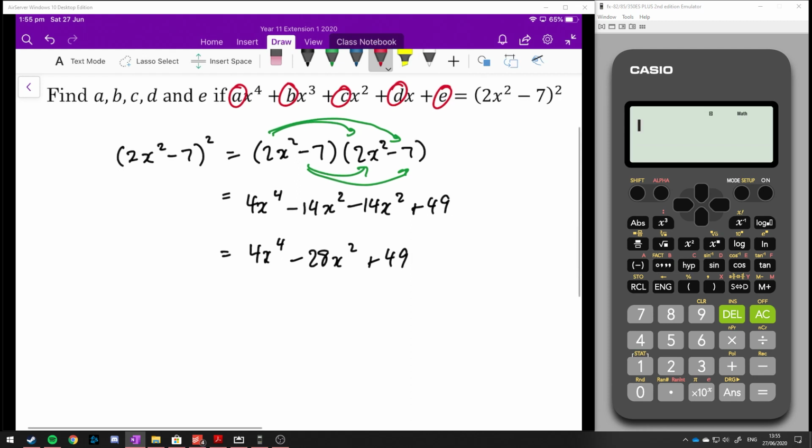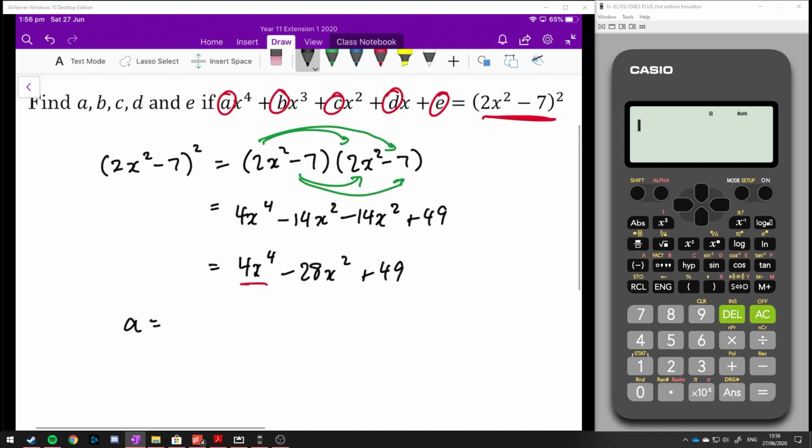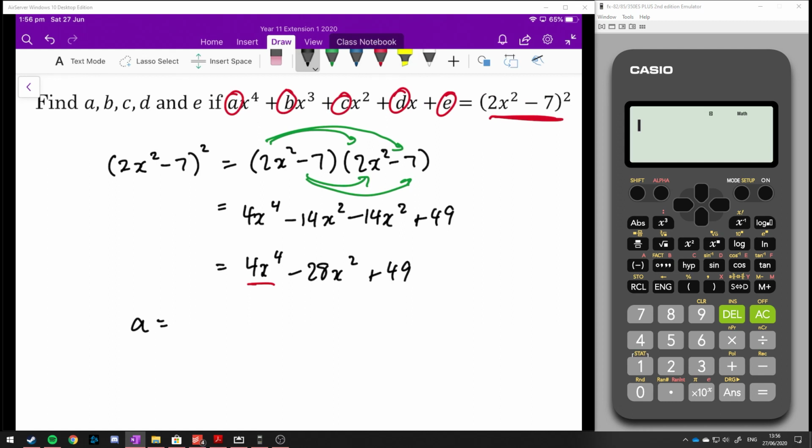So what we can say is, if the two polynomials are identically equal, then they have to have the same coefficients. We've worked out that in our expanded form on the right, in front of the x to the power 4, we have a 4. So in our original form, where we're finding the algebraic values, a must be equal to 4, because for the two sides to be equal, a must be equal to 4.